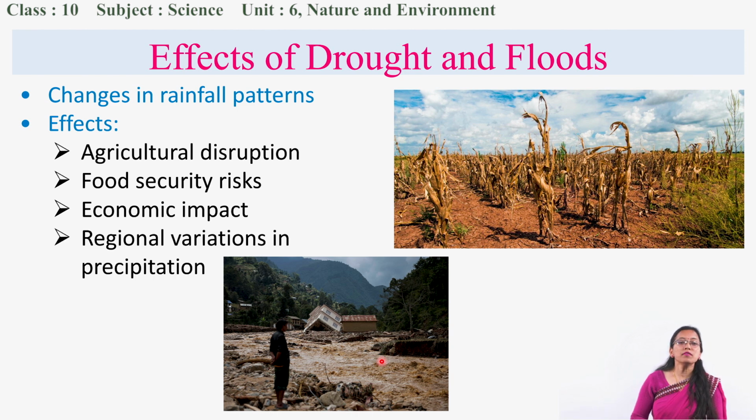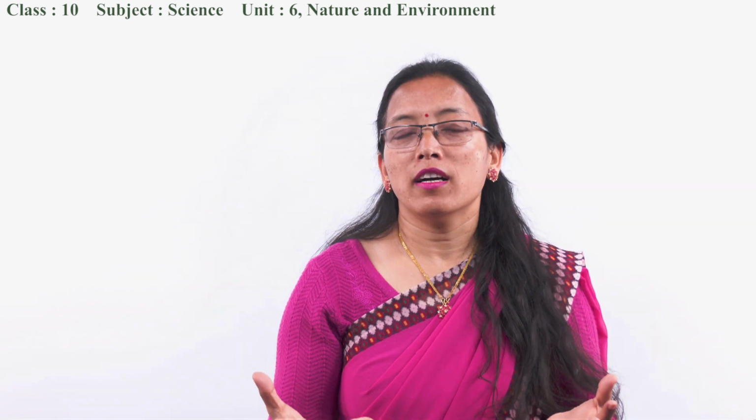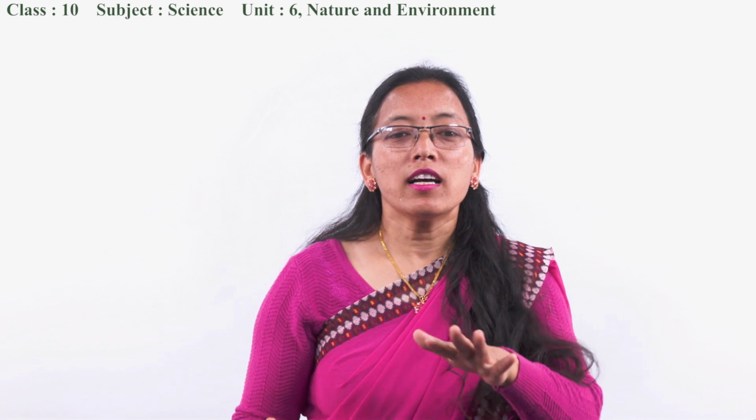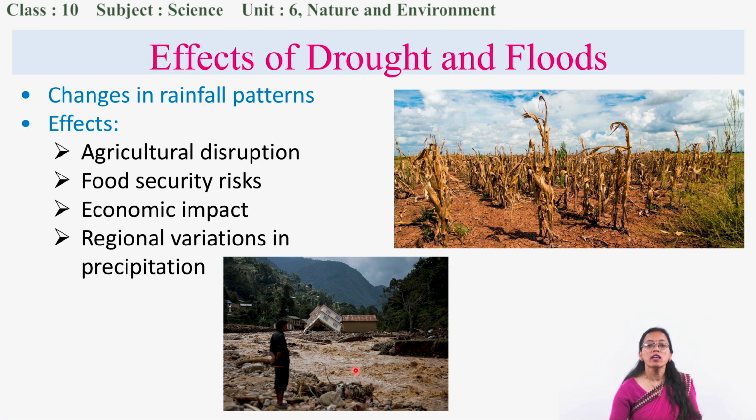Next, regional variation in the precipitation. That means during rainfall, a large amount of water falls on the surface of the earth. Then what kind of land absorbs that water? That is nothing but precipitation. And during precipitation, it depends on the land how much water will be absorbed inside the earth's surface. So due to this drought and flood condition, regional variation in the precipitation is also seen.